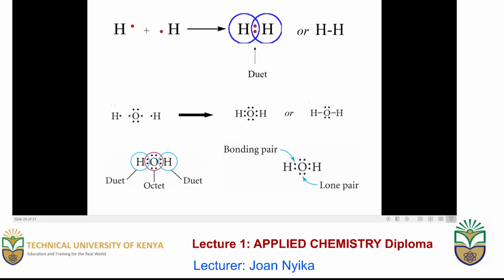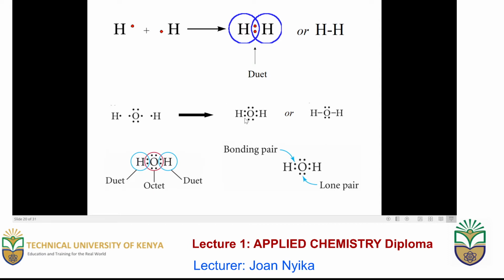How does the sharing of electrons occur? When you look at the case of hydrogen, it requires 1 electron to gain what we call a duet state, just as in the case of helium. This means that two hydrogen atoms, for them to come together to form hydrogen gas, have to share the 1 electron from each one of them to get a duet state, and that is what we refer to as hydrogen gas.